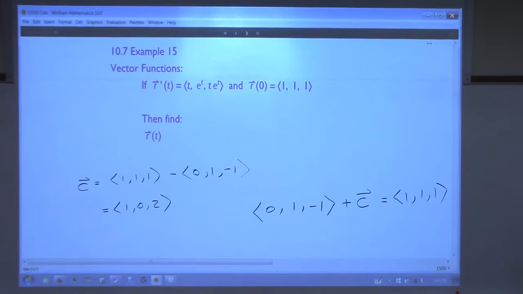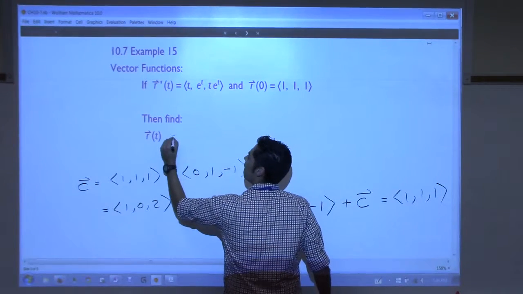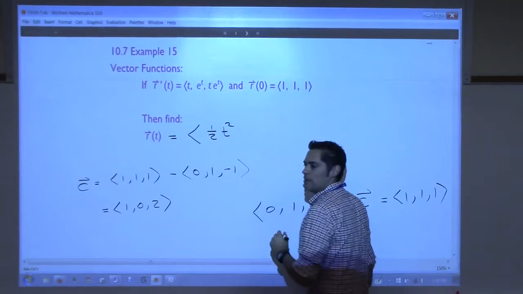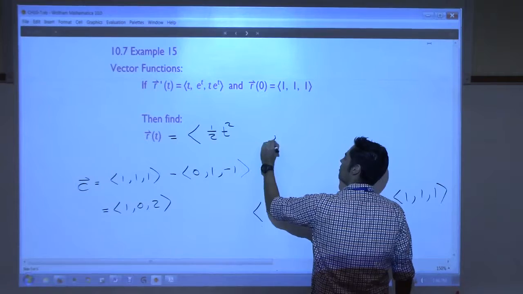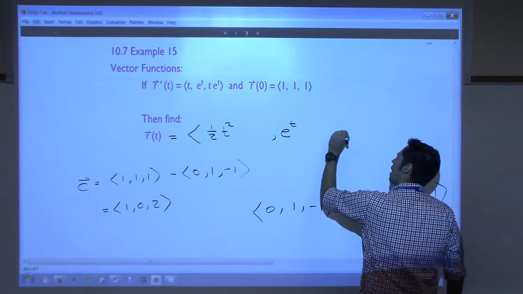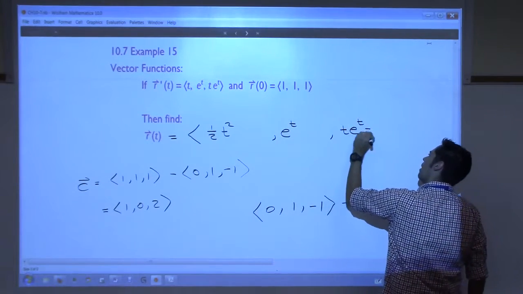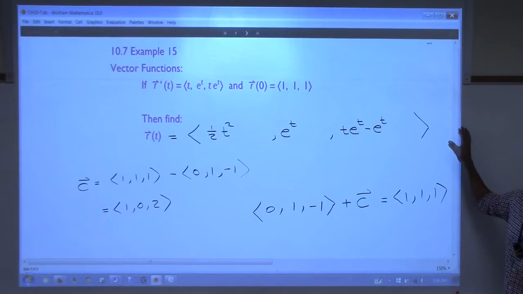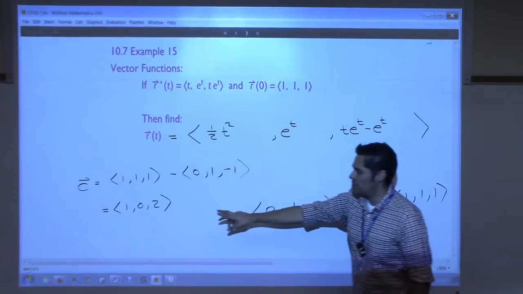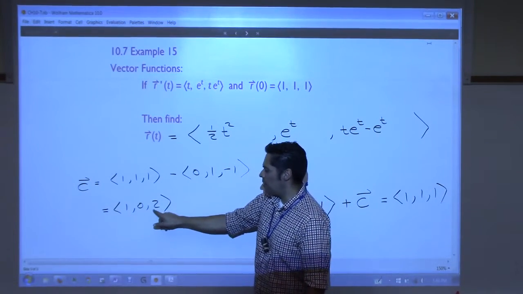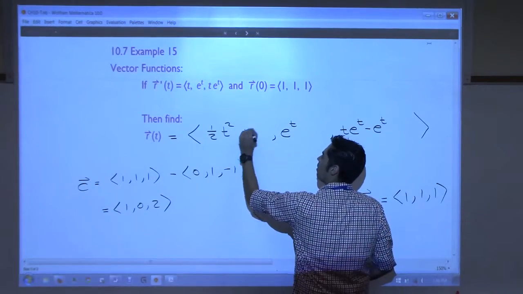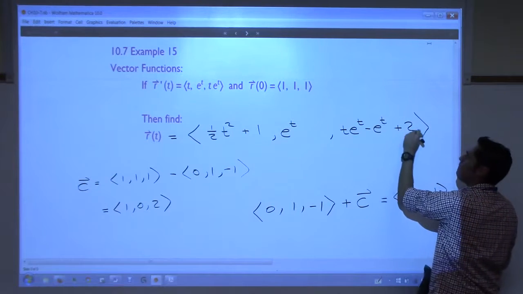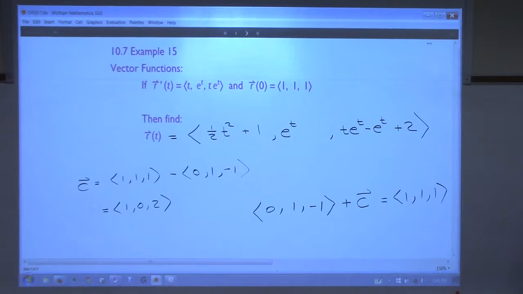All right, final answer. R of t is 1/2 t squared, right? Then we had here, I'm going to leave some space, e to the t, and then we had t e to the t minus e to the t, like that, plus our c vector. But our c vector is this. So what I'm going to do is take each of these components and put them in here. So this one will be plus 1, this one will be plus 0, and this one will be plus 2. That is the actual position function.